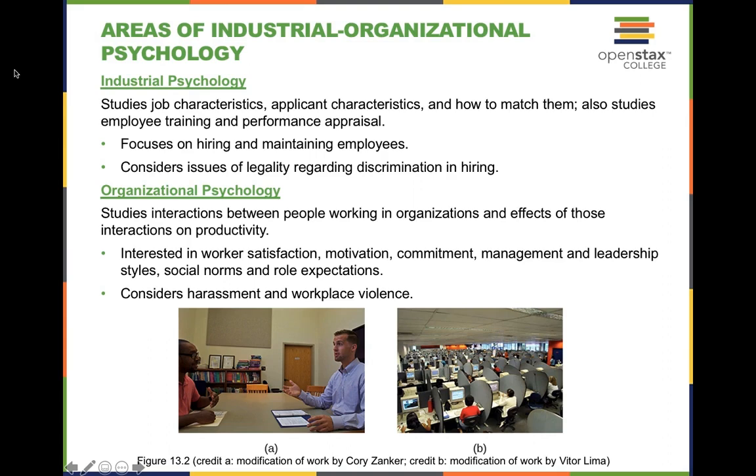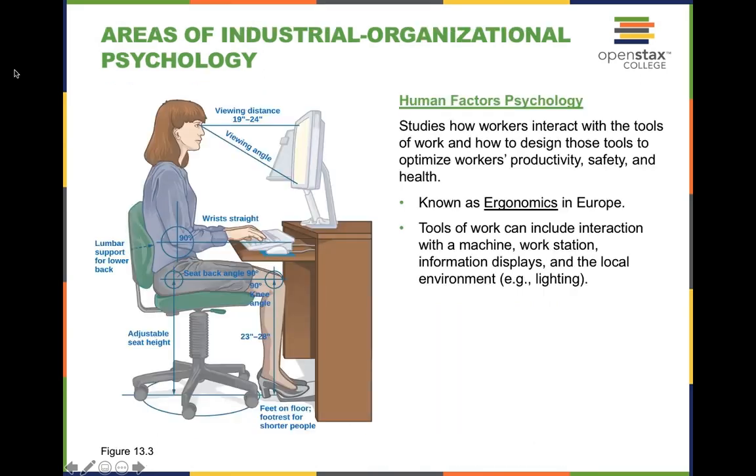Whereas organizational psychology studies the interactions between people working in organizations and effects of those interactions on productivity. They're more so interested in worker satisfaction, motivation and commitment, management and leadership styles, social norms, and role expectations. When you put them together, IO psychologists work on both of these entities.